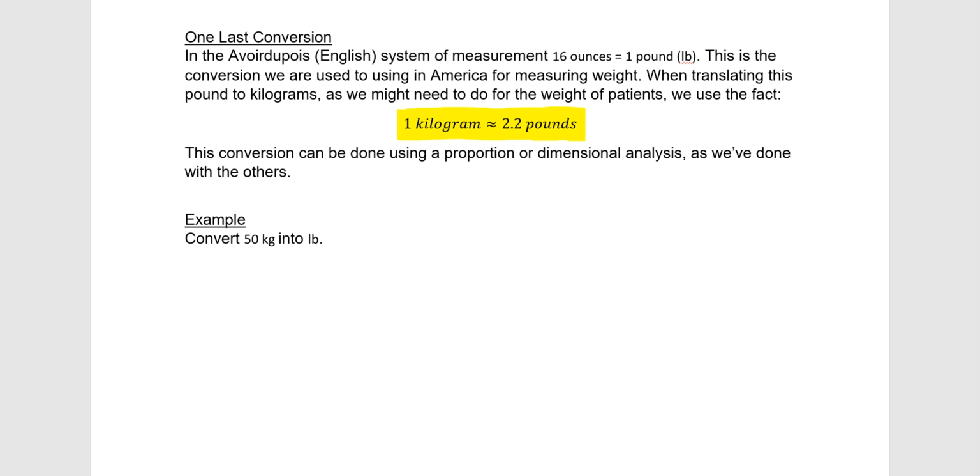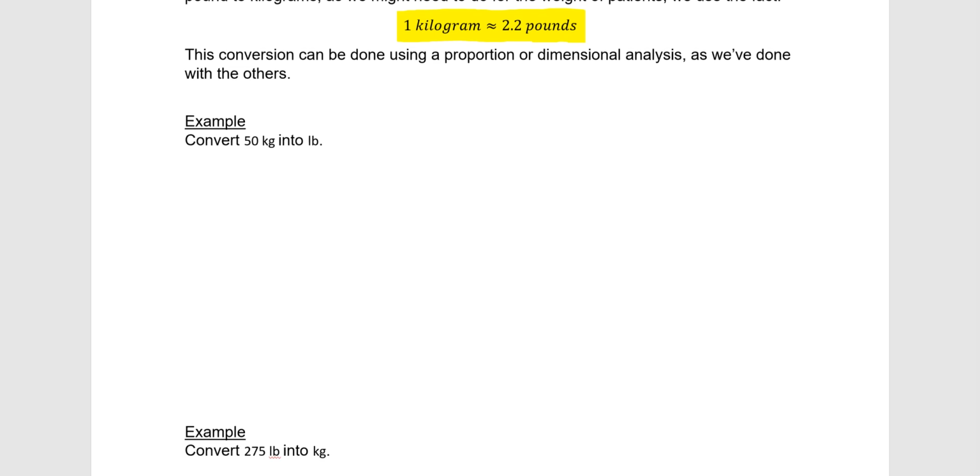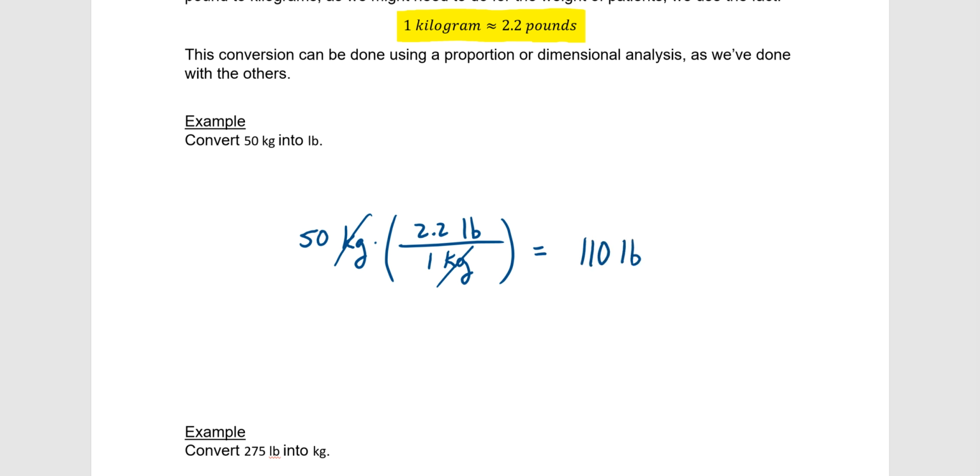And just like before, we can solve these problems using proportion or dimensional analysis. Okay, so let's do a couple problems here. Let's convert 50 kilograms into pounds. Starting with 50 kilograms, we're going to multiply this by the conversion. The conversion is right up there highlighted. That's going to be 2.2 pounds, I'm going to use the abbreviations, divided by 1 kilogram. We knew to put the pounds on top because that's what we wanted, and so the kilograms cancel. We get 50 times 2.2, which is 110. So 50 kilograms is 110 pounds.